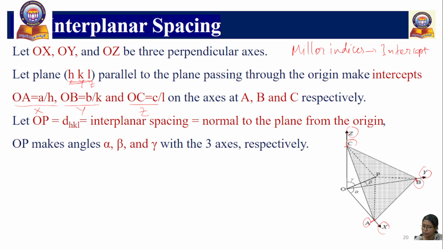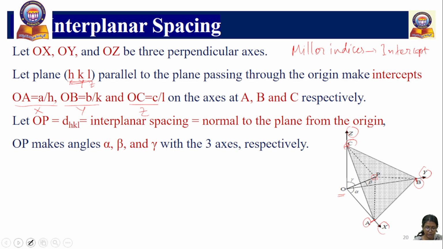Now this plane ABC is touching X, Y, Z, but it is not touching the origin O. It is far from O. What we do is draw a normal from O to the plane ABC. At this point P, it is 90 degrees. At O, we do not know the angle. It can be 90 degrees, it cannot be 90 degrees. That is a variable, okay? So at P, it is always 90 degrees. So again I am saying the plane ABC is not touching the origin. From the origin, we are drawing a normal to this plane and we are naming it OP.